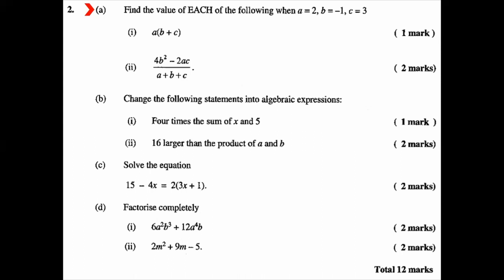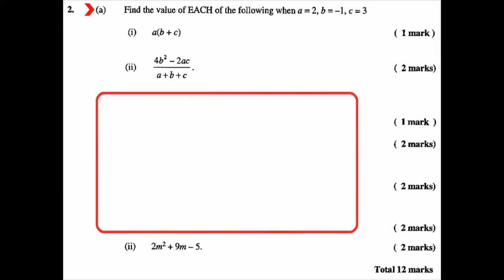All right, so for this one, it has 4 parts. And firstly, we are doing this substitution question here now. So when we're doing substitution, the values for the unknowns are given. A is equal to 2, B is minus 1, and C is 3. And for part 1, we're putting in the values in their places.